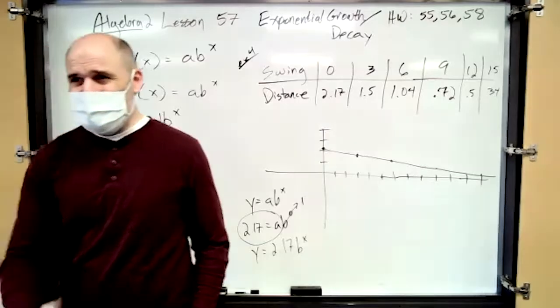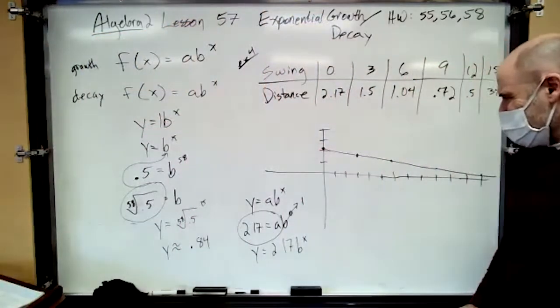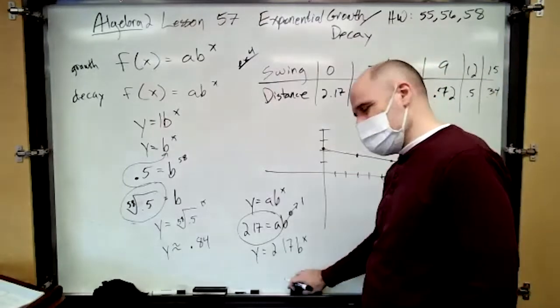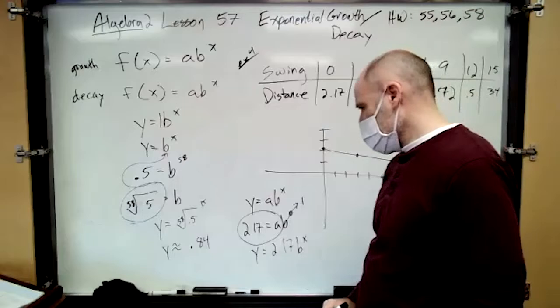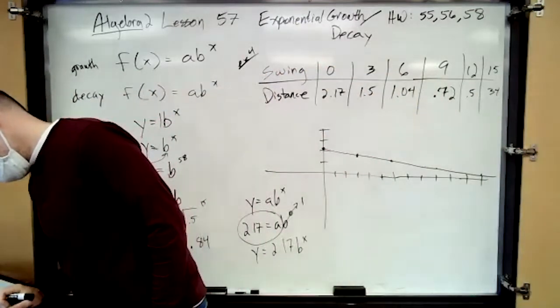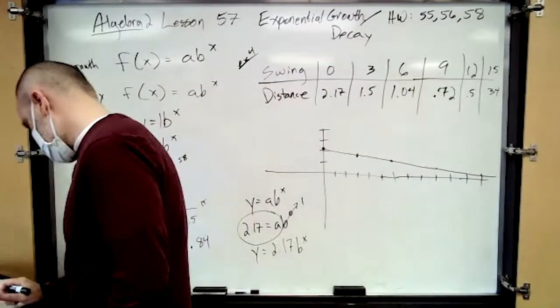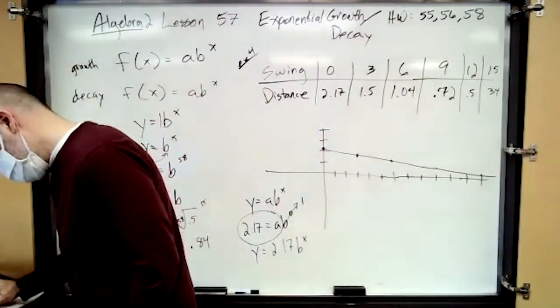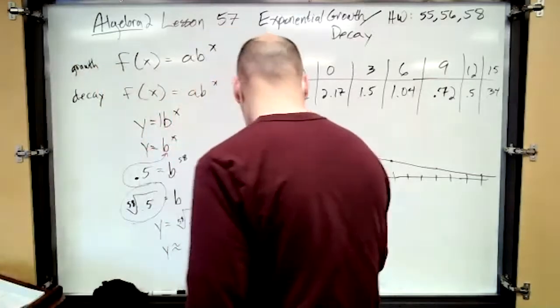Well, let's just plug in another value to figure out what our b is. At x equals 1, we'd get b, but we don't know what x equals 1 is. We do know what x equals 3 is: 1.5.